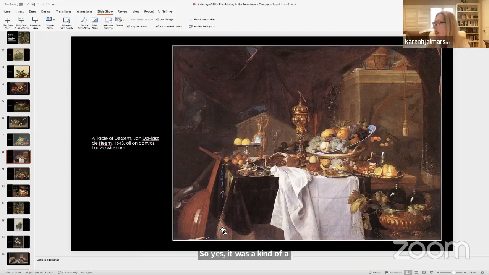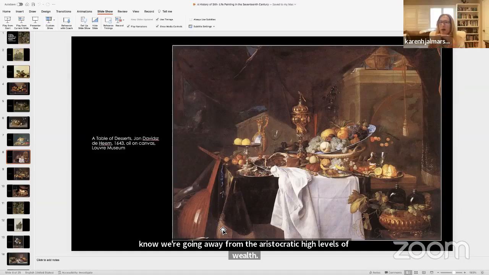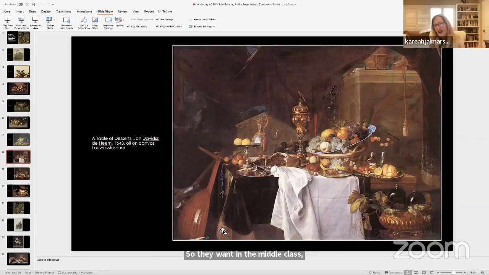And also, really quickly, these were usually smaller paintings because we're moving away from the aristocratic high levels of wealth. It's more the bourgeoisie. The middle class wanted to decorate their homes with objects they loved and collected to embellish the homes. And yes, they often commissioned them for their homes and placed them there. Good question, really good question.